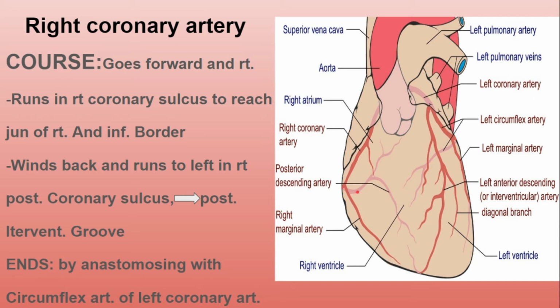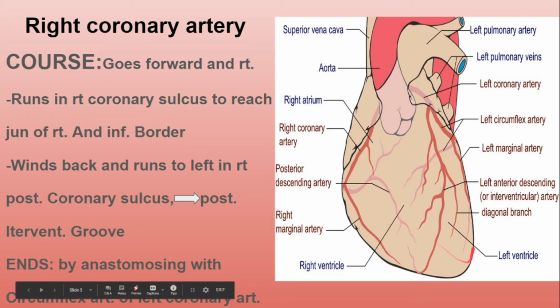It then winds around to the back side, as you can see. This artery winds back to reach the diaphragmatic surface of the heart. Here it runs backwards and to the left side, as you can see, in the right posterior coronary sulcus. Till now it was running in the right anterior coronary sulcus, but now it will run in the posterior coronary sulcus to reach the posterior interventricular groove.